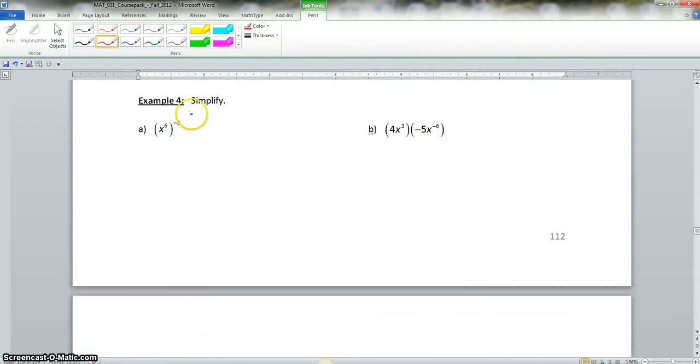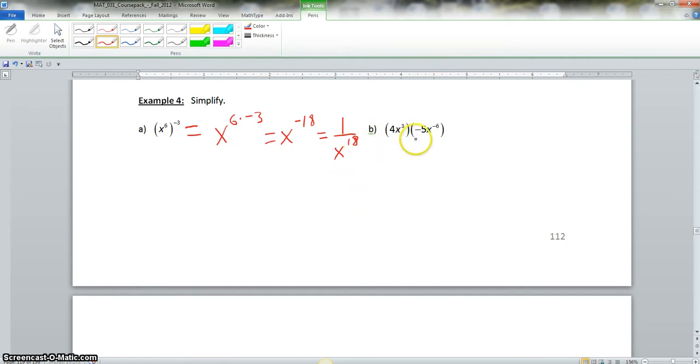Okay, example 4. It says simplify x to the 6 to the negative 3 power. Now, you could either combine the exponents, or you can make this 1 over parenthesis x to the 6 to the 3rd power. I think I would rather combine the exponents first. It's just a personal preference. It'll be 6 times negative 3. So this would be x to the negative 18th power. And we know that equals 1 over x to the 18th power. And that is our final answer.